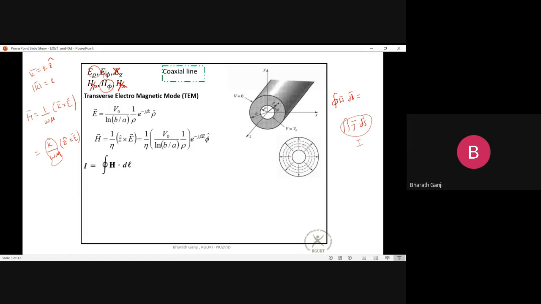If I take a circular loop like this, and ask what is the current cutting through it, say the conductor passes a current I, then that current I should be equal to the loop integral of H bar dot dl bar along this path. So that is what your Maxwell equation, or Ampere's law, is saying.